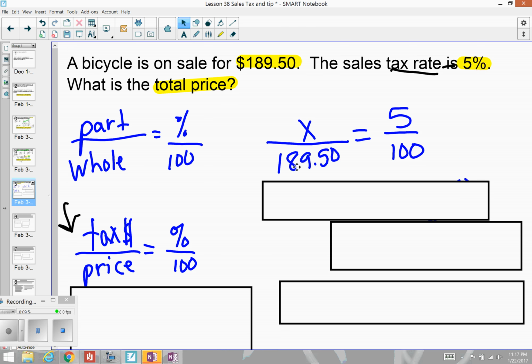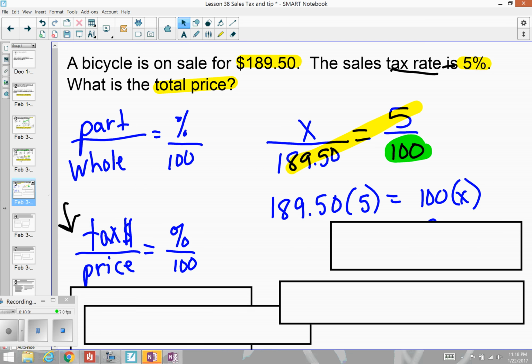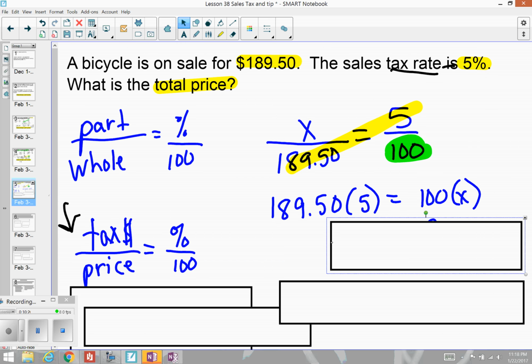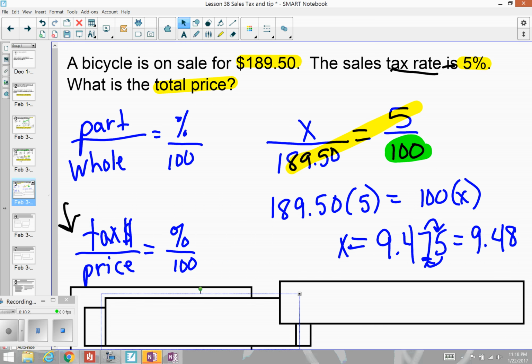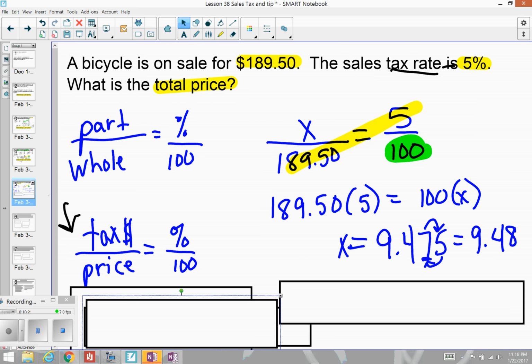Okay, so when we cross multiply our opposite values, and then we divide by the number that's left over, we are going to multiply $189.50 times 5 is equal to 100x, and we'll divide by 100. Go ahead and do that. You will get that it's going to be equal to 9.475. But again, because it's money, we want to only have two numbers after the decimal.